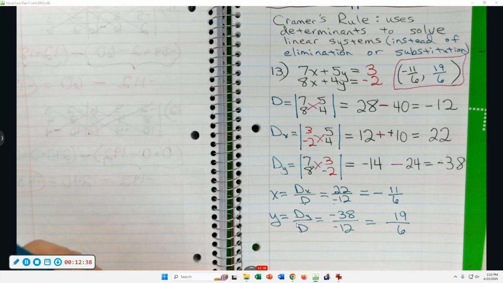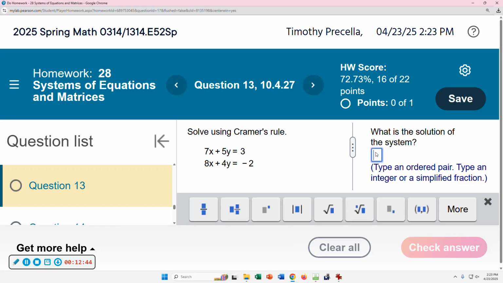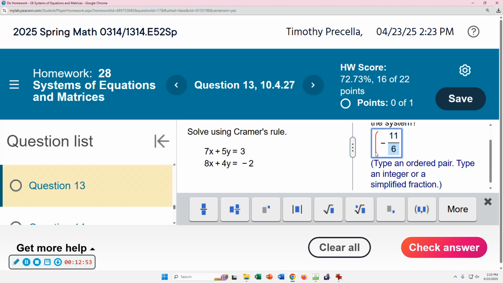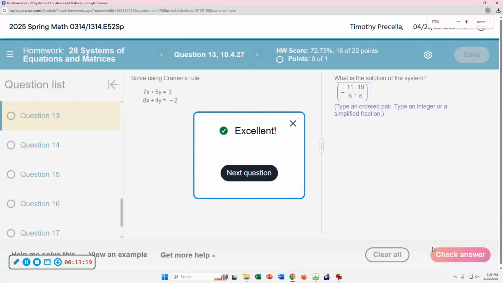Any questions there? Let's see if I can type this in. If there had been a z, you'd have to find d sub z and divide it by d. Parentheses. What was that? A negative 11 over 6. I'm not going to put the comma down there with that 6. It might count it wrong if you do. I'll go right arrow, 6 and 19 over 6. Don't put the parentheses down there with the 6. Go right arrow, parentheses. There. Any questions?